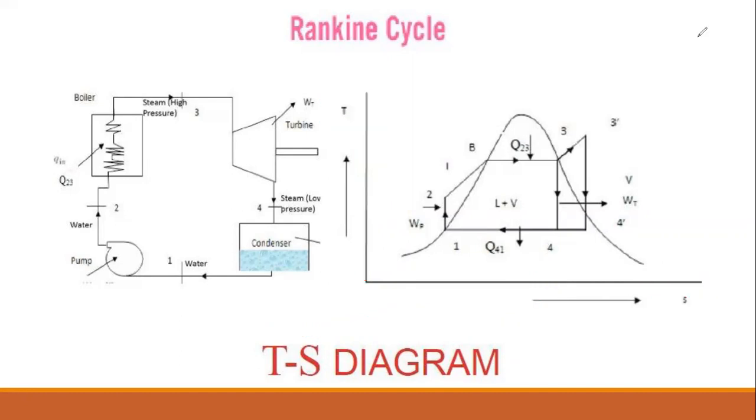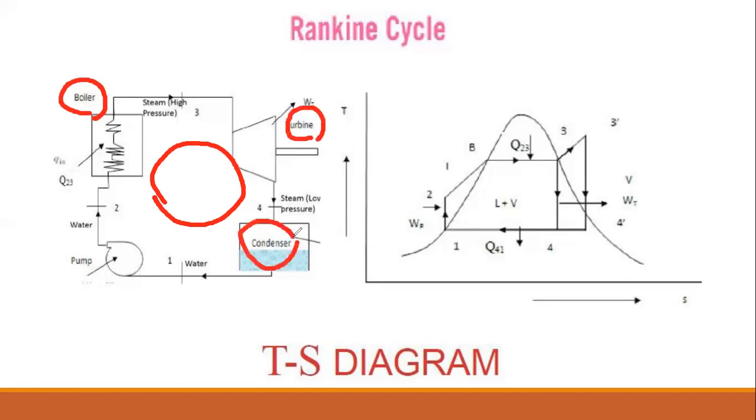So, my student, this diagram is basically the activity of the four main components of a steam power plant: the boiler, the turbine, the condenser, and the pump. We start from the boiler. What happens in the boiler, my student? If you remember, we give water from the pump to the boiler, isn't it?